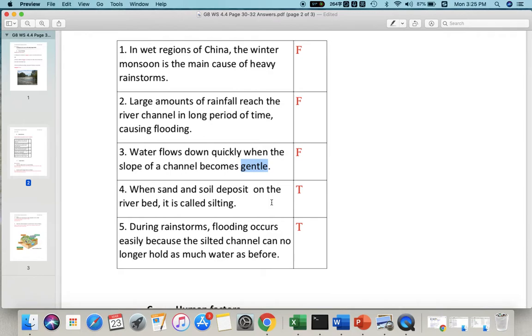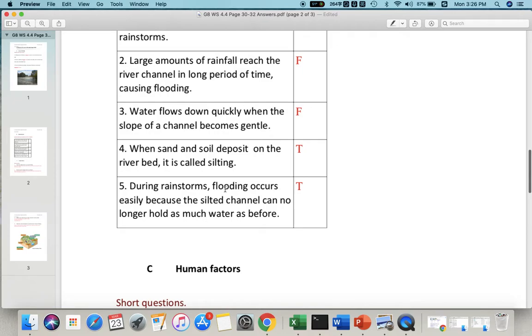Okay, so number 4, when the sand and the soil deposit on the riverbed, it is called silting. It is true. This is actually exactly the definition of silting. Silting means 淤積啦，即係啲淤泥啦，成日聽到呢個 terms 係淤泥啦。咁你都可以喺 page 30 point B about the relief you could see. Okay, when the sand and soil in the river tend to be deposited on the riverbed, this is called silting. For number 5, during the rainstorms, flooding occurs easily because the silted channel can no longer hold as much water as before, which is right.